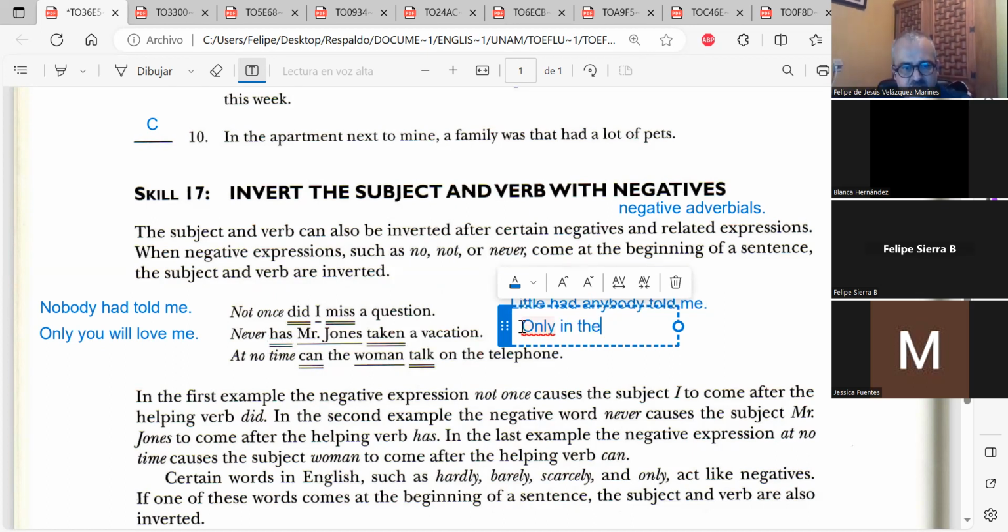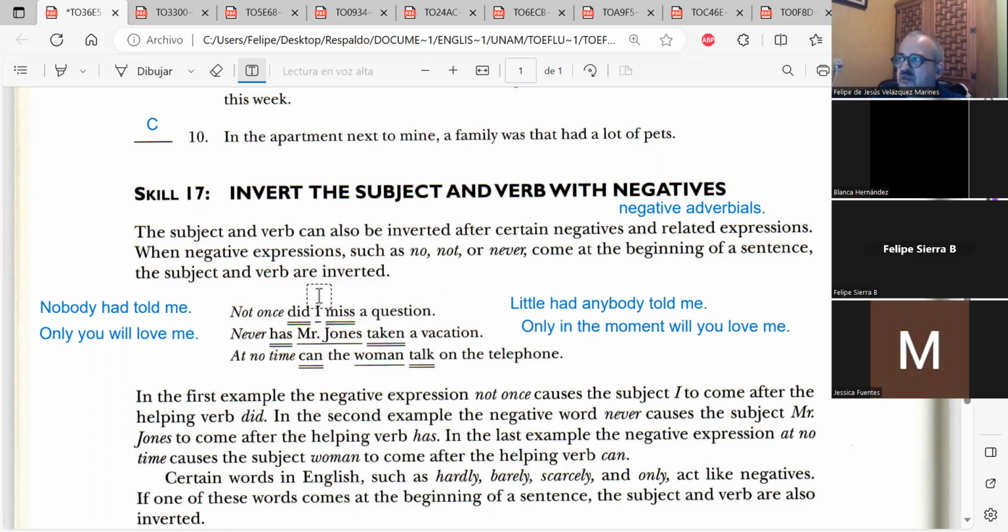Only in this moment will you love me. So only in this moment is an adverb, then auxiliary, subject, verb. This structure is easy in the sense that when you have a negative adverb, you have to use the structure of a question. When a negative adverb is fronted, use the structure of a question. So not once, negative adverb, structure of a question, auxiliary subject verb.